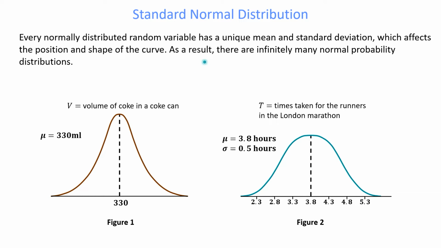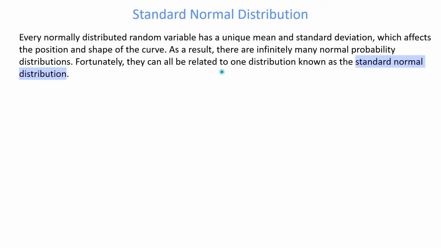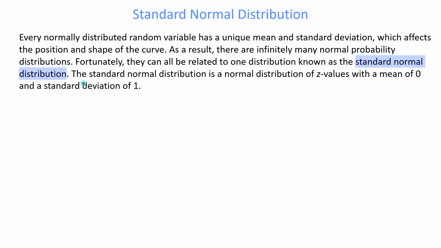Now, as a result, there are infinitely many normal probability distributions. Fortunately, they can all be related to one distribution known as the standard normal distribution. Now, the standard normal distribution is a normal distribution of z values with a mean of 0 and a standard deviation of 1. Now, the corresponding z values for a given data value x can always be found using the formula. And remember, z values represent the number of standard deviations away from the mean.